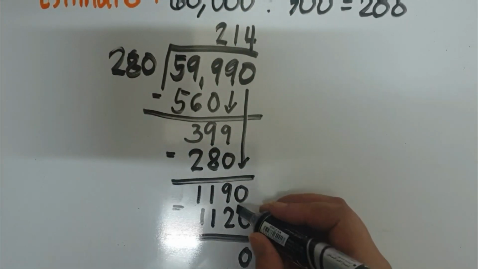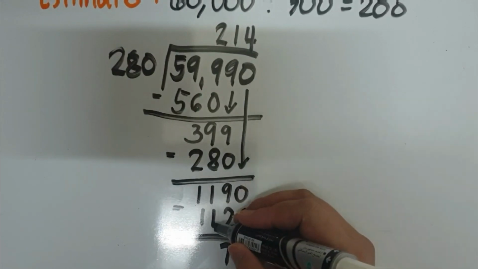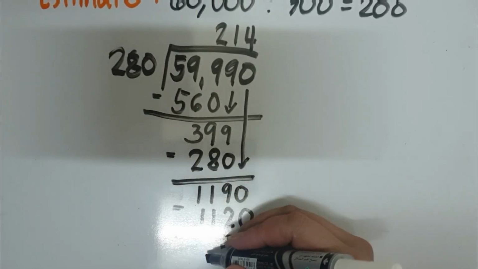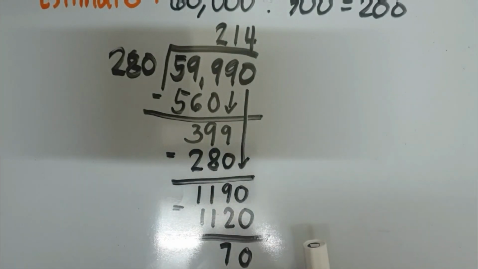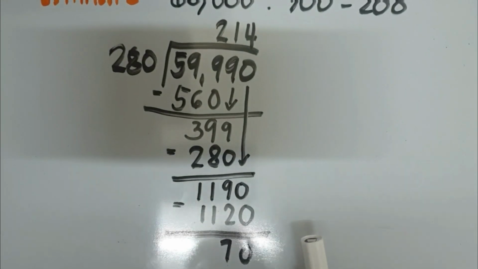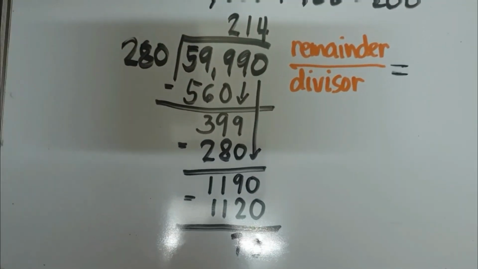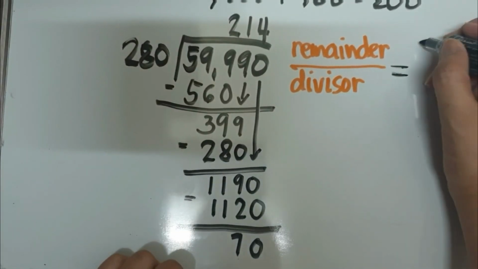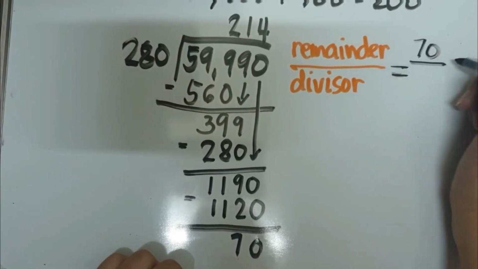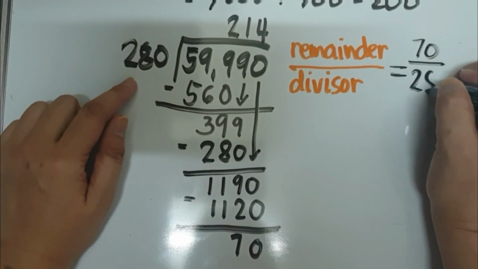9 minus 2 is 7. 1 minus 1 is 0. And 1 minus 1 is 0. So, we have here our remainder, 70. But we are asked to write the remainder as a fraction. So, to do that, we have to divide the remainder by the divisor. Our remainder is 70 divided by the divisor, that is 280.